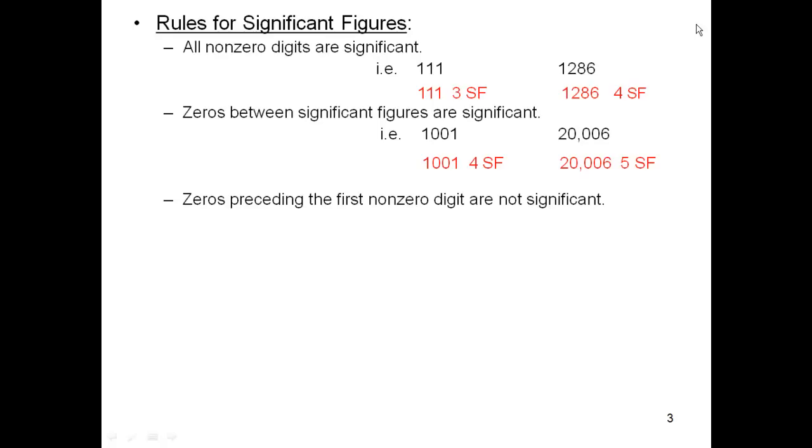Next rule is, zeros preceding the first non-zero digit are not significant. So until we reach that first non-zero digit, the zeros are not significant. This in itself is a very important rule. Very important one. One that students tend to forget about.